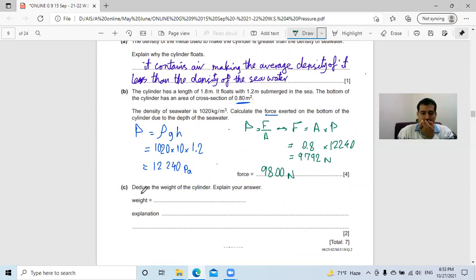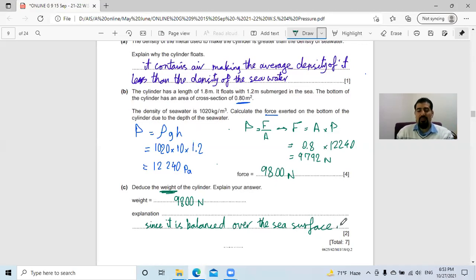Okay. Now, what they ask: deduce the weight of the cylinder, explain your answer. How much do you think the weight will be? It will be the same answer as the force from the bottom. Yes, exactly. So it will be 9,800 newton, that's the weight. Why? Since it is balanced over the sea surface, the resultant force is zero. That means the force up and the force down are equal.